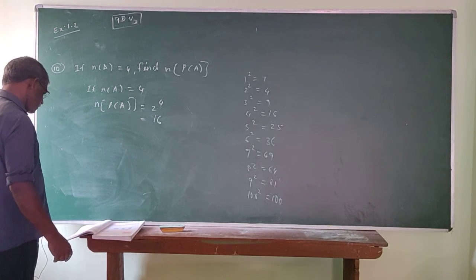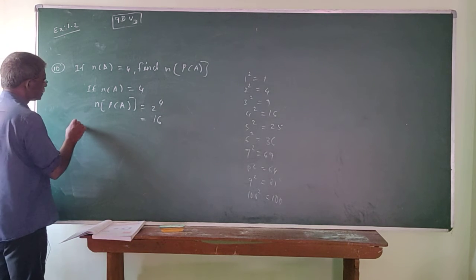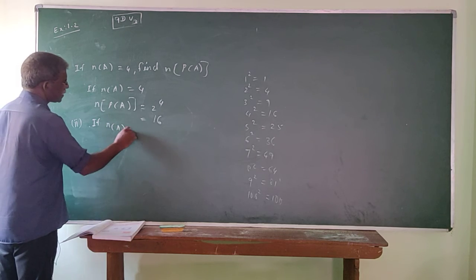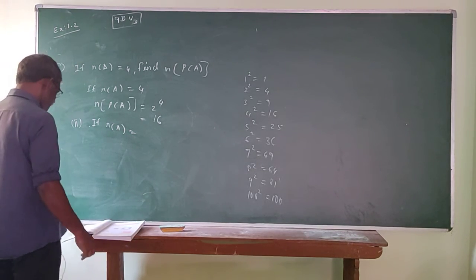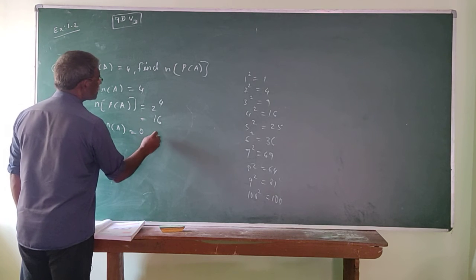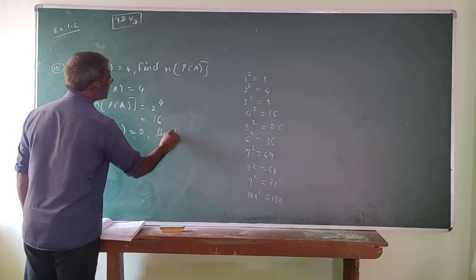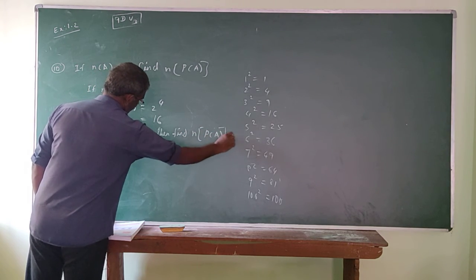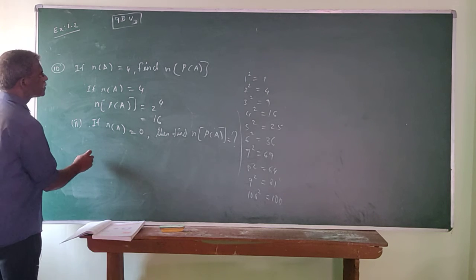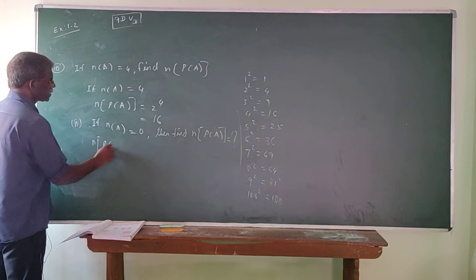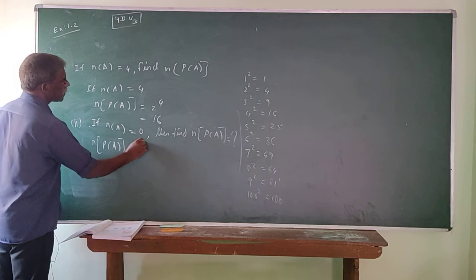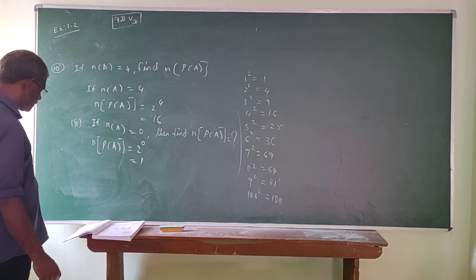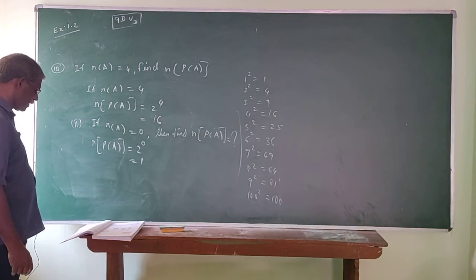Then sub question 2. If n(A) is equal to 0, then find n(P(A)). So n(P(A)) is equal to 2 power 0, which is equal to 1. If n(P(A)) is given, find out n(A).